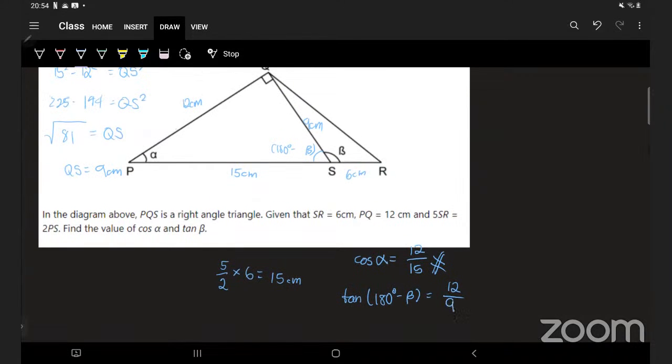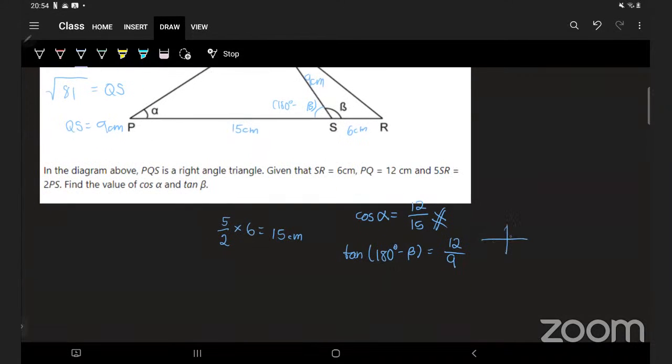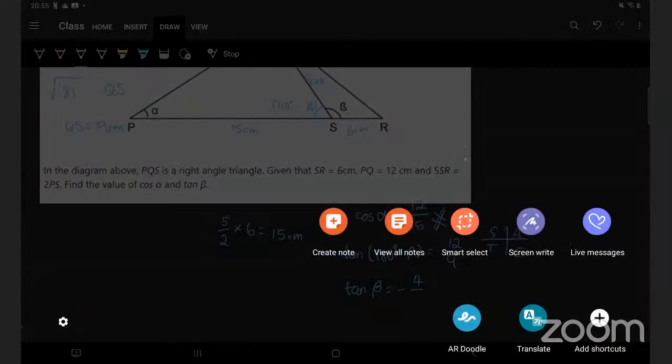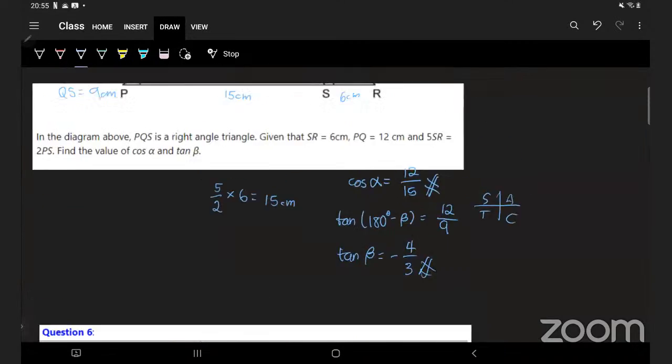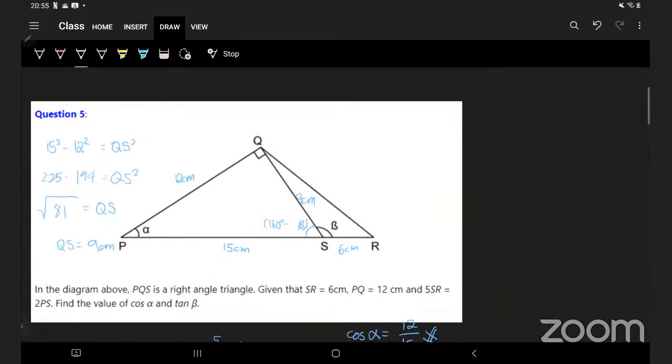You can just put 12 over 9 here, opposite over adjacent. And now we just do our quadrant theory again, add sugar to coffee. Since it's in the second quadrant, it should be negative. So tan beta should be equal to negative 12 over 9, but we can simplify that to become negative 4 over 3. All right, looks good. So that's the answer for question 5.